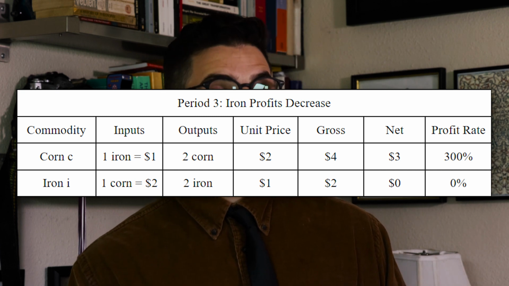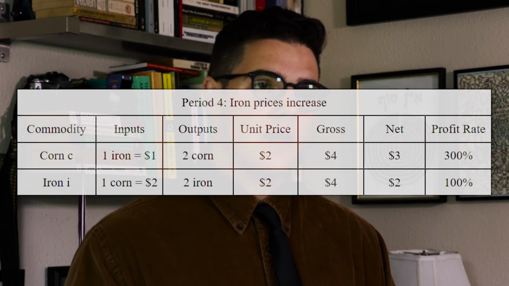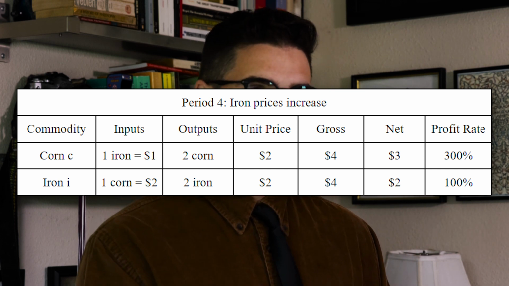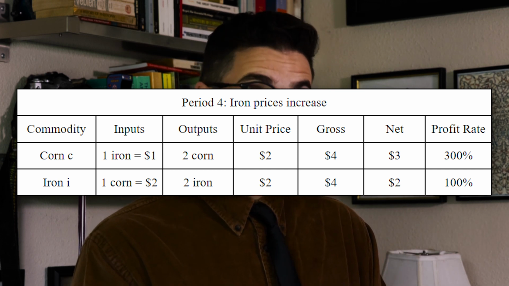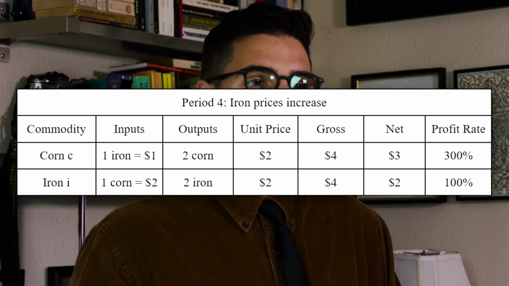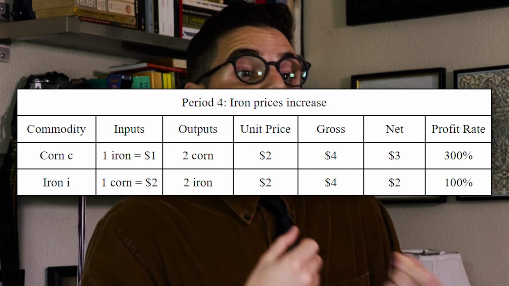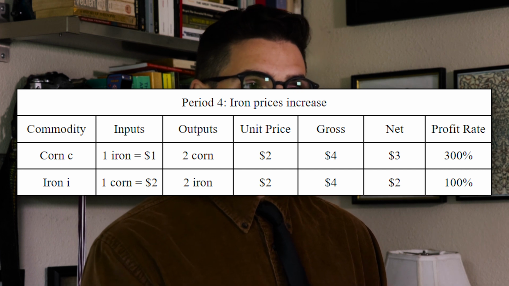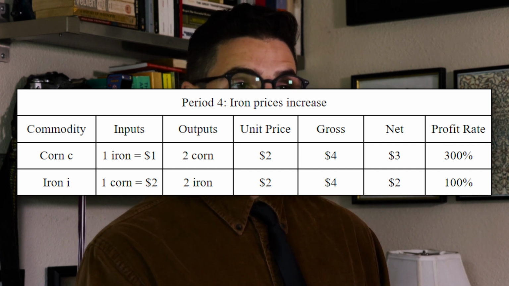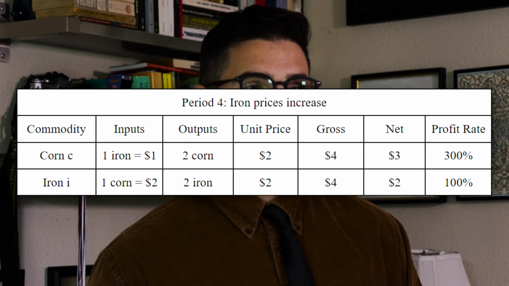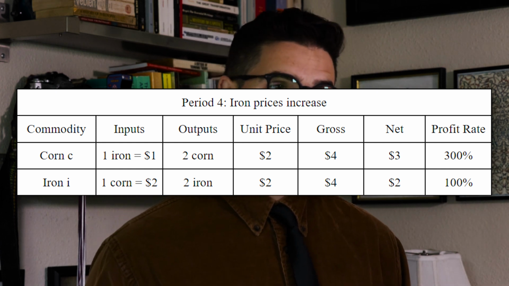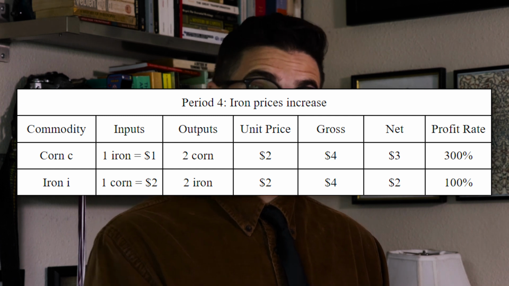Surely enough, the end of period 3 ends in disaster for the iron-producing firm. It's no longer profitable at the present prices. In order to regain profitability in the face of increasing corn prices, the iron-producing firm must act. It chooses to sell iron for a unit price of $2 at the end of period 4. Despite the high price of corn, selling iron for a higher price allows the iron industry to regain its profitability. Having purchased corn inputs for $2 at the end of period 3, it sells 2 units of iron for $2 each. The iron-producing firm generates a net profit of $2. Its profit rate in period 4 is 100%.